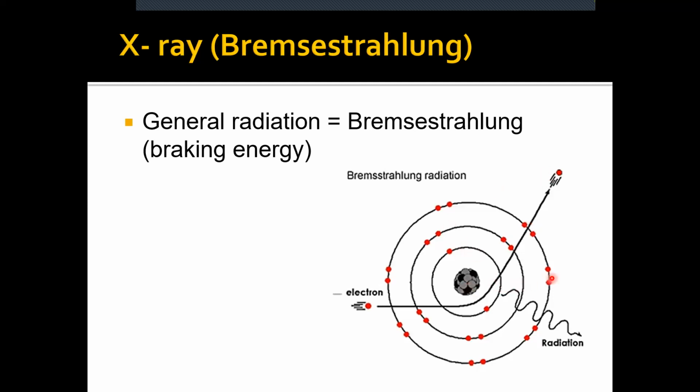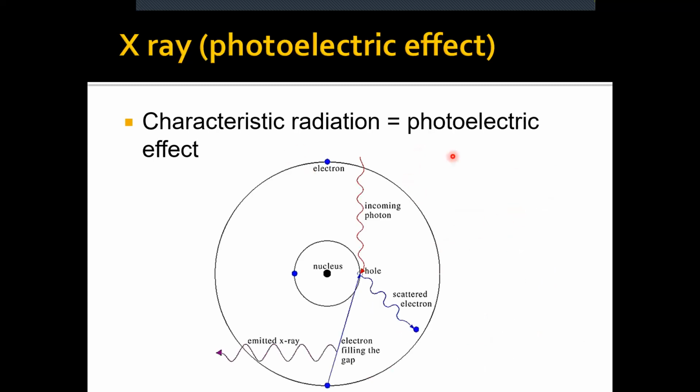Now, as you might expect, because the deflection can happen all over the place, this effect is very general. You can get all sorts of different radiations, all sorts of different energies of radiation, and you're going to get a lot of radiation. Now, the second way is the photoelectric effect.